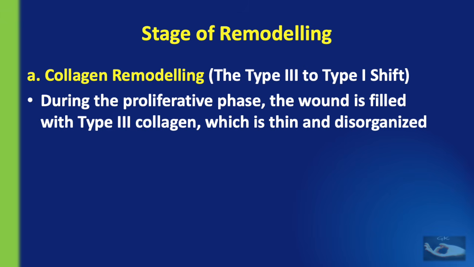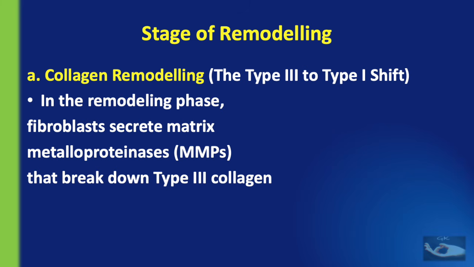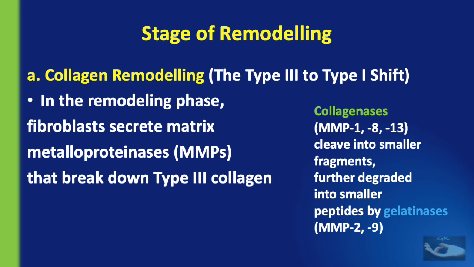Collagen remodeling actually concentrates on the type 3 to type 1 shift. During the proliferative phase, the wound is filled with type 3 collagen, which is thin and disorganized. In the remodeling phase, fibroblasts secrete matrix metalloproteinases (MMPs) that break down the type 3 collagen. Of these, the collagenases, that is MMP 1, 8 and 13, cleave the type 3 collagen into smaller fragments, which are further degraded into smaller peptides by gelatinases, which are MMP 2 and 9.